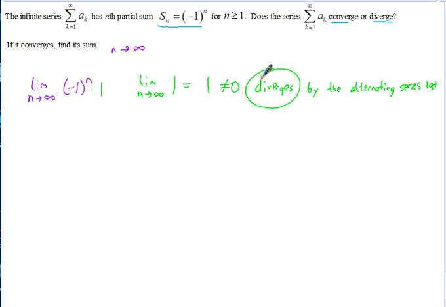Or another way to think about this is that you keep plugging in the next number into this series. It's going to be negative 1, then it's going to be positive 1, then negative 1, then positive 1, negative 1. It never settles on a specific value. It's diverging.